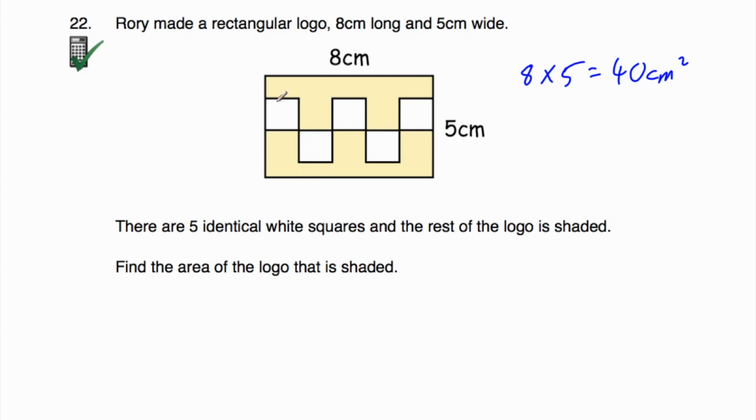So what we need to do is find the area of one of these squares. So let's do that. The whole shape has got a length of 8 centimeters. So the whole thing is 8 centimeters long.